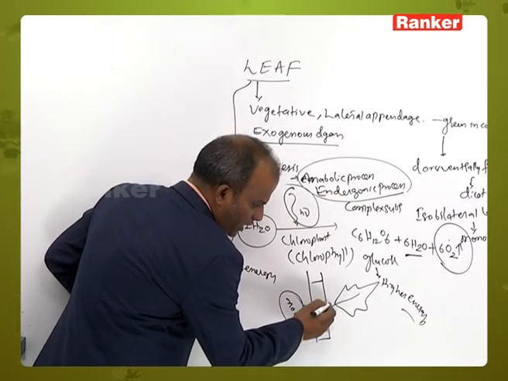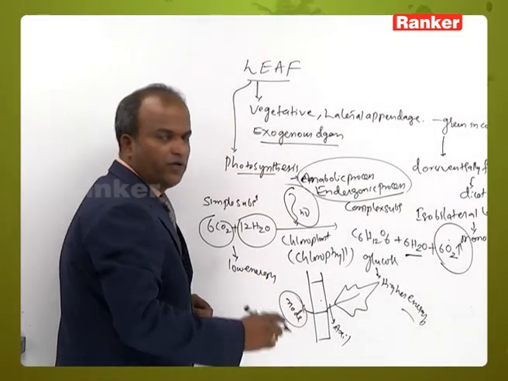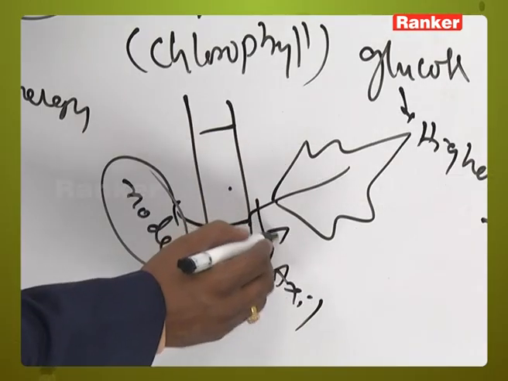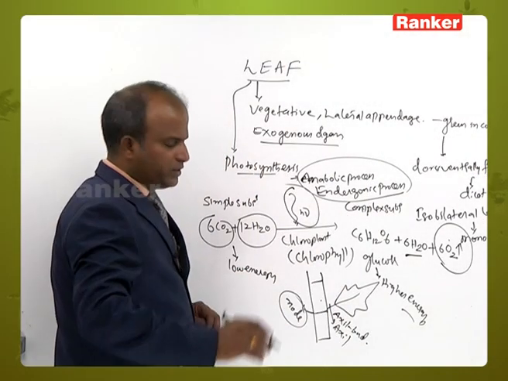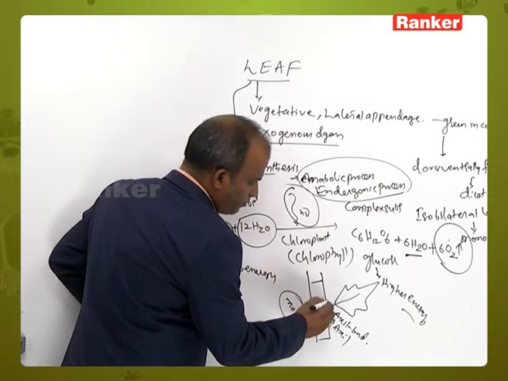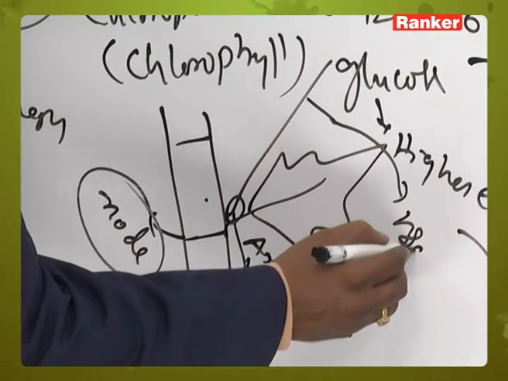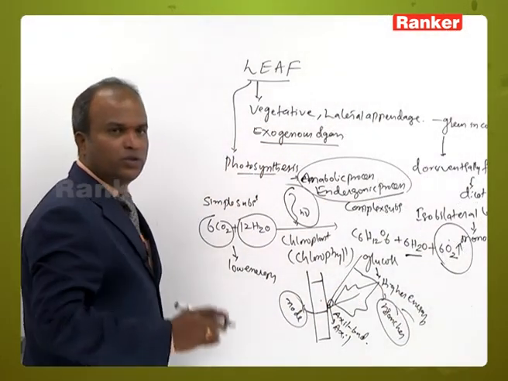Now what is meant by axil? The upper angle between the leaf and the node is called the axil, which shows a bud, the axillary bud. The axillary bud develops into branches.